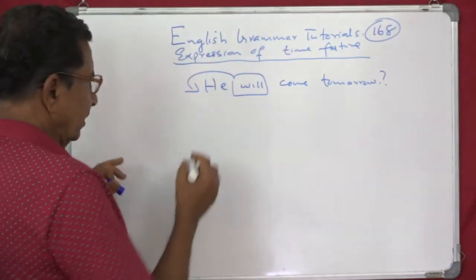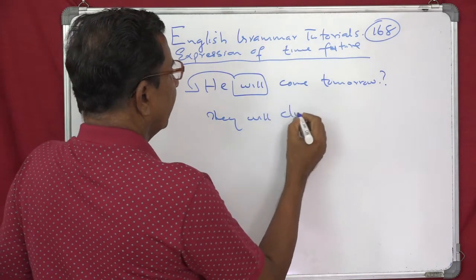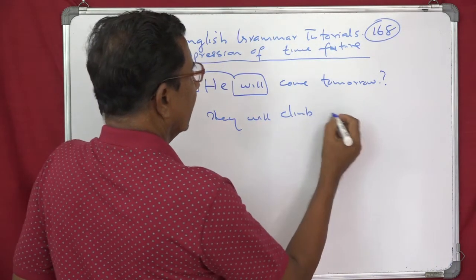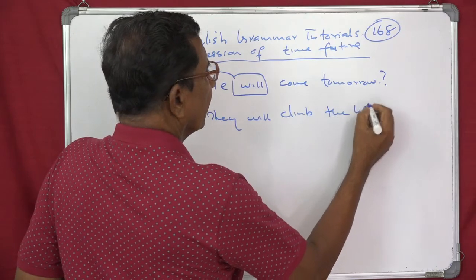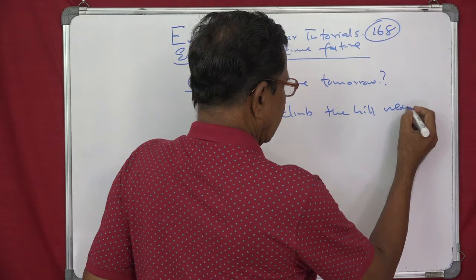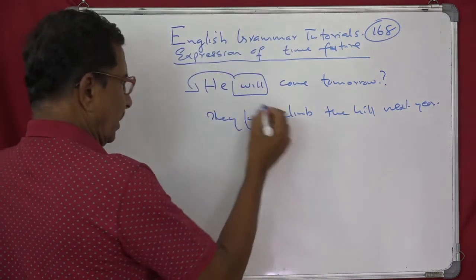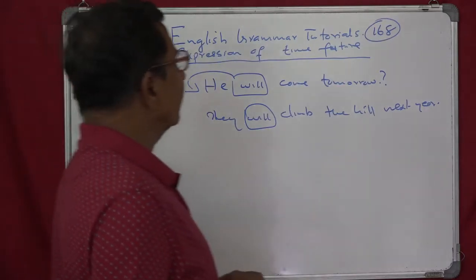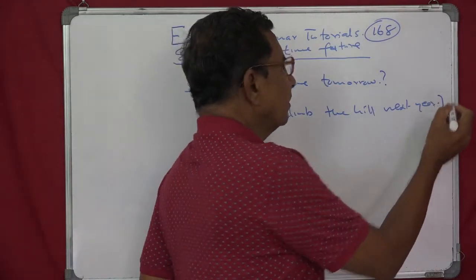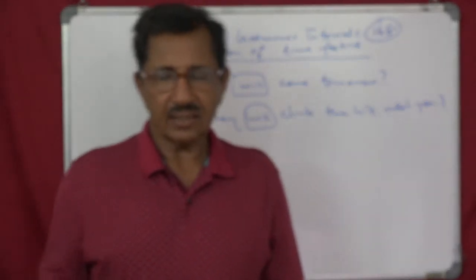Understand? Or again, they will climb the hill next year. It's very simple. Take the first part and say, will they climb the hill next year? Will they climb the hill next year? Like this.